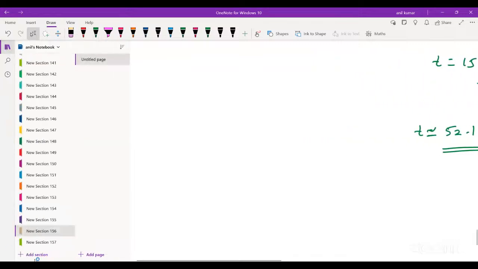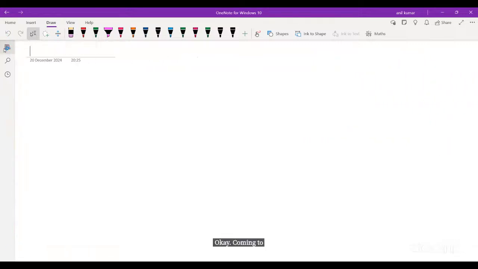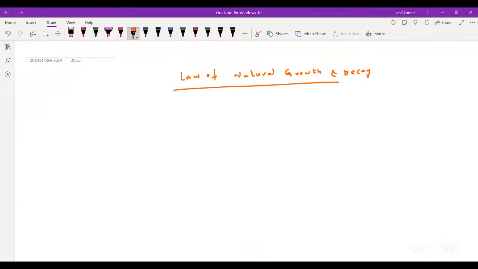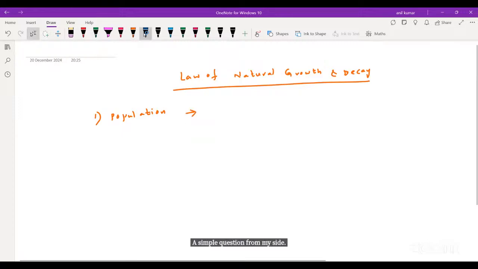Okay. Coming to the law of natural growth and decay. Here we have problems on three concepts. A simple question from my side: when time increases, what about the population? Will it increase or decrease according to the time?